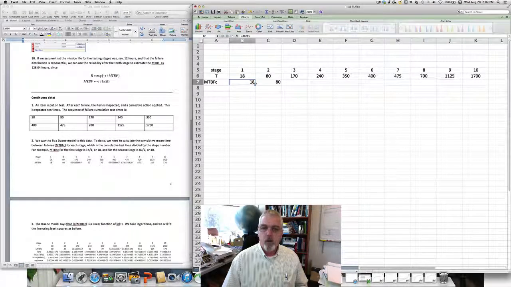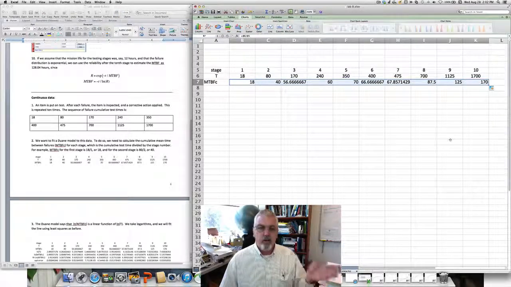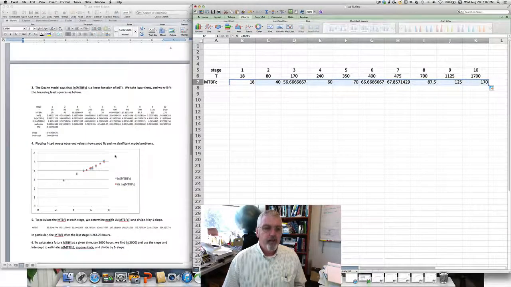When we get to our second failure time, it's 40. Third, it's about 56, up to 60, 70, so on and so forth. So we can see that as we scroll this across, the cumulative mean time between failure is going up. So the Duane model says that the log of this mean time between failures is a linear function of the log of the cumulated test time.